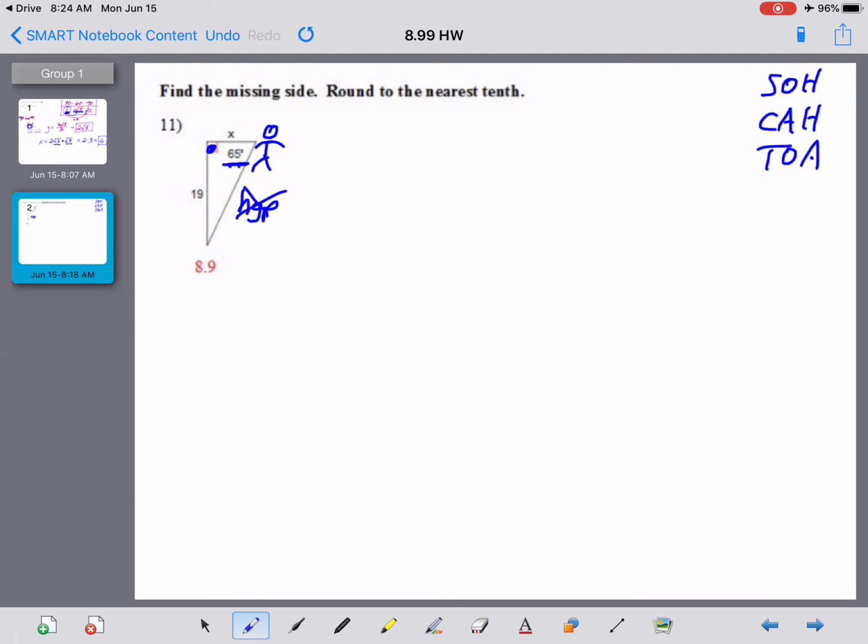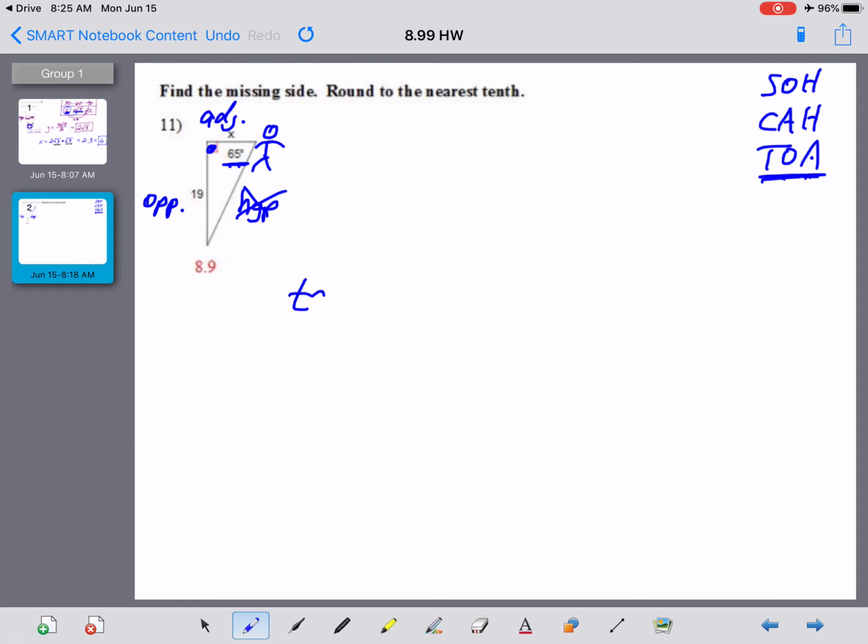The 19 is the leg that's across the triangle from you. So that is your opposite leg. And the x is the leg of the triangle right next to you. So that is your adjacent leg. So we're looking for the one trig ratio that uses opposite leg and adjacent leg, opposite and adjacent. This is a tangent problem.